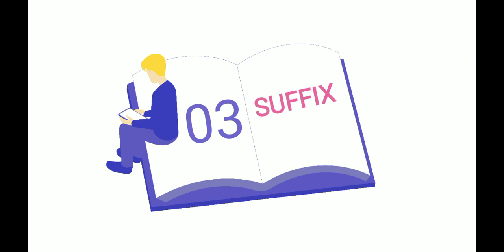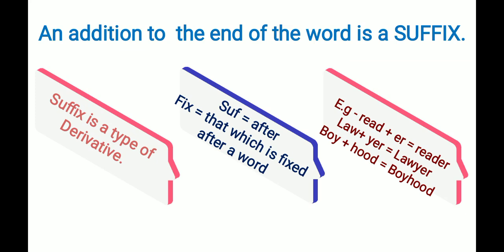Next we will discuss suffix. Just like prefix, we can also divide suffix into two parts. That means the word suffix can be divided into two parts. Suff means after, and fix means that which is fixed after a word. Then what is a suffix? What do we understand by suffix? A suffix is an addition to the end of the word. A suffix is used at the end of the word and a prefix at the beginning of the word.